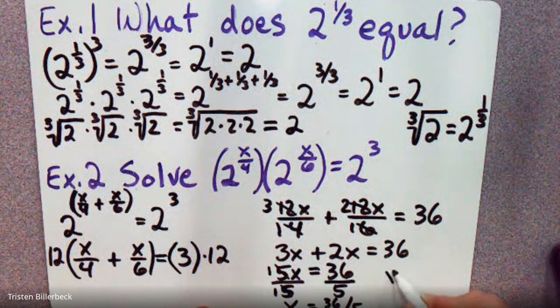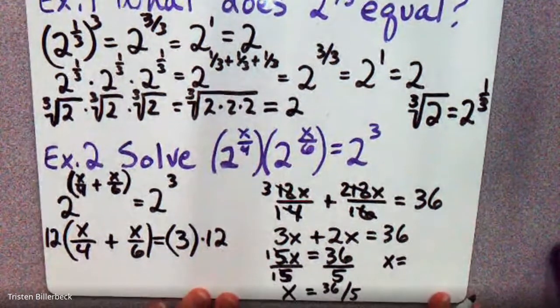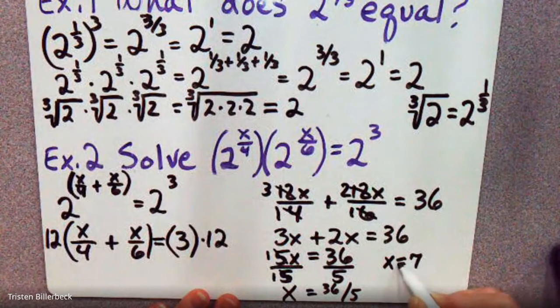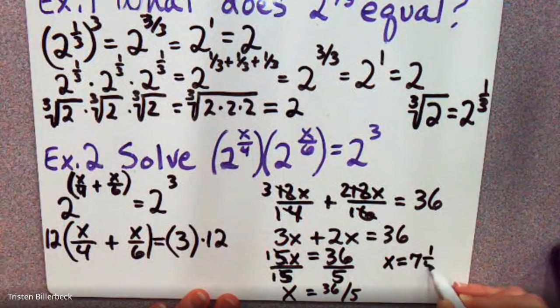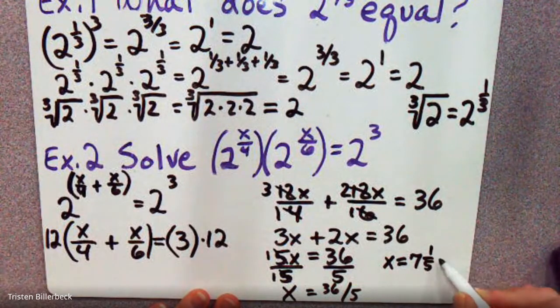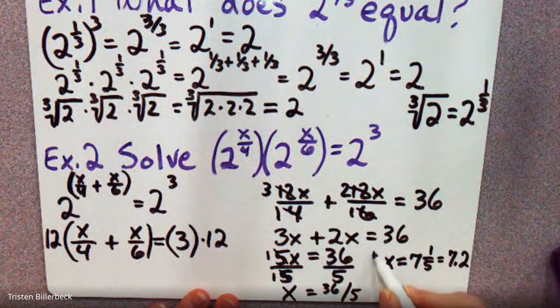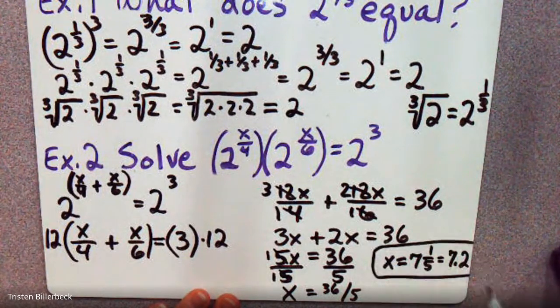So let's write that over here. If we divide 36 by 5, we get 7 with 1/5 remaining. And 1/5 is the same thing as 0.2, so 7.2. So that would be our answer for what is x.